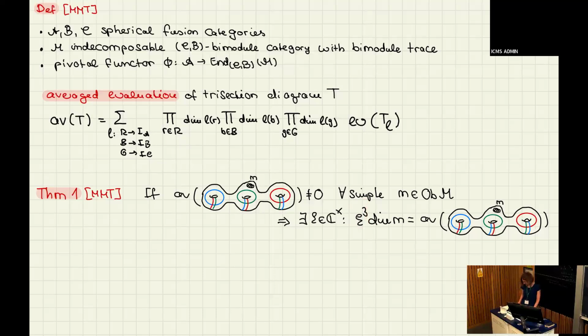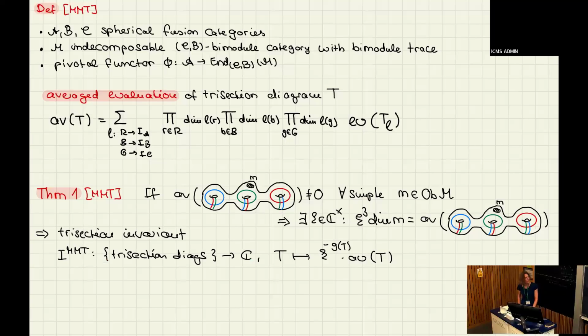Yes, and then we have shown that this indeed defines a trisection invariant. So it's invariant under all the moves that one has. And as in the Hopf algebraic version, here we need to rescale with this complex number. Then the question is, okay, if we have this, how is it related to the Hopf algebraic version? Is it something alternative? Is the former a special case of the latter? Are they only related in some cases?